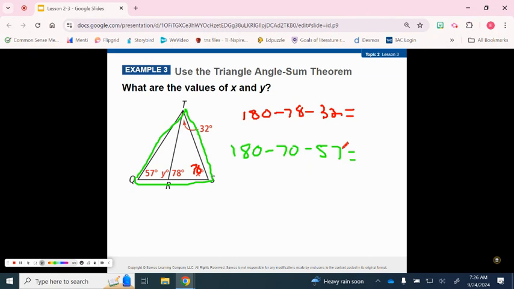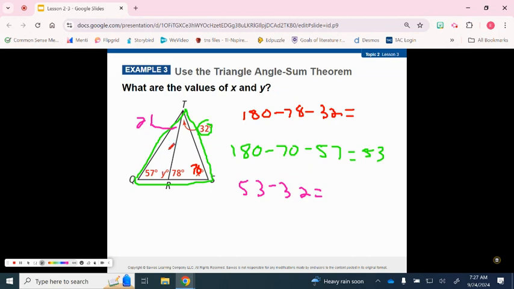Good. What'd you get? 53. And we know this part right here is 32. So let's take 53 minus 32. What does that give me? And we're finding this little part right there. Yep. What'd you get? 21? Yeah, 21. Sorry. 21.